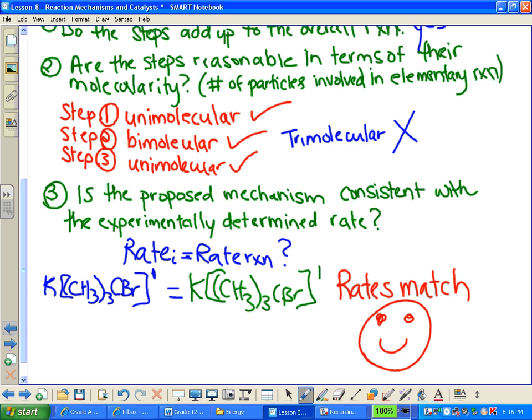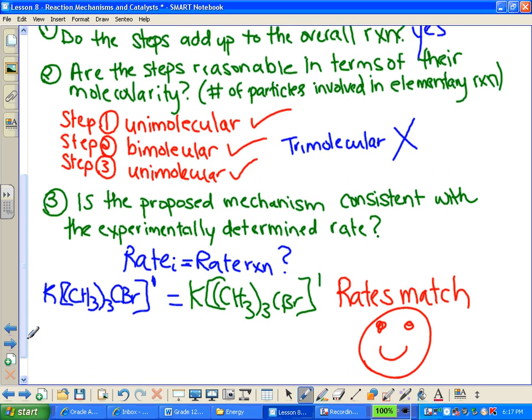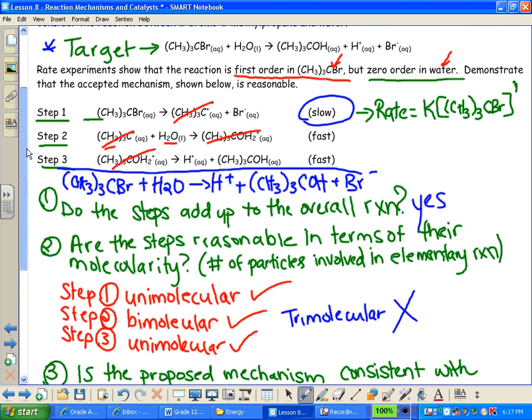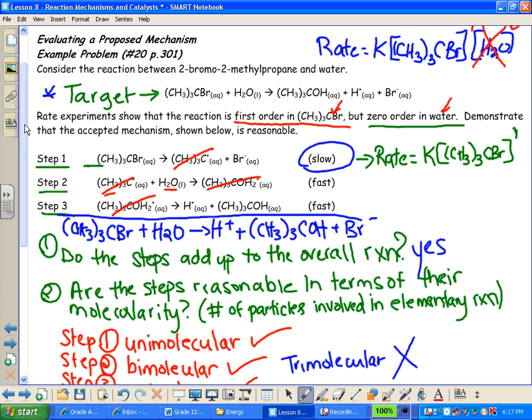So in that case, we are happy. That basically tells us that if all 3 of those steps match up, the steps add up to the overall reaction, check. We are not trimolecular. We have a unimolecular, a bimolecular, and another unimolecular. And if we look at the rate equation using m and n that was discovered experimentally, and compare that to the rate of the slowest step in the reaction, and we see that those are equal, then we can say that this mechanism, in order to get to the overall reaction, is reasonable.